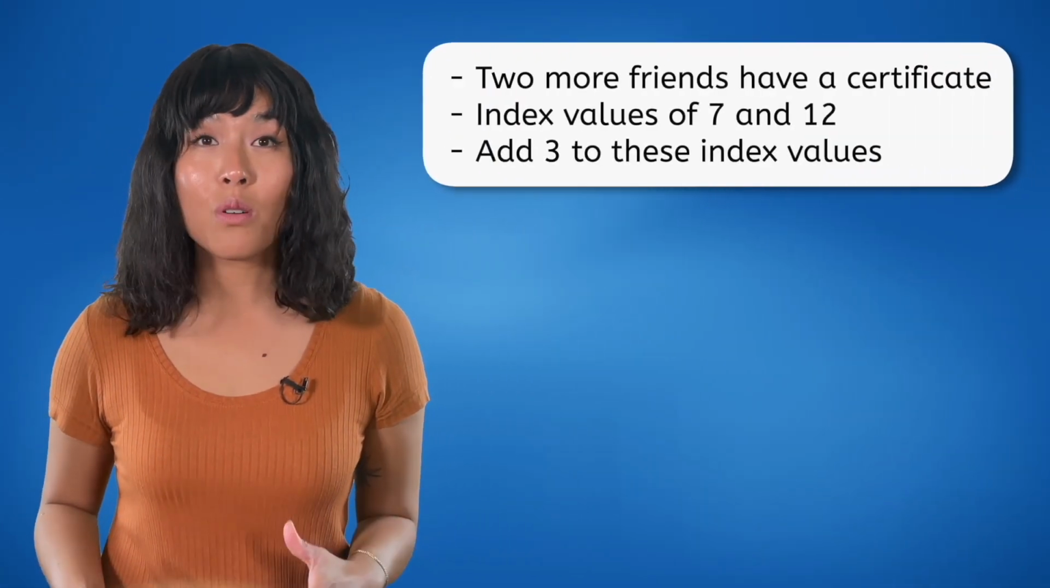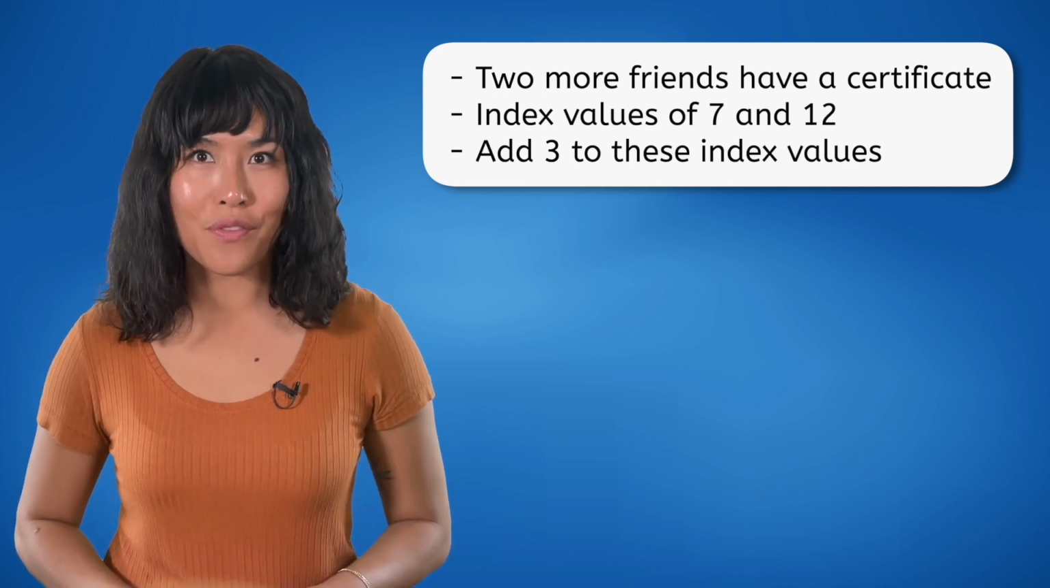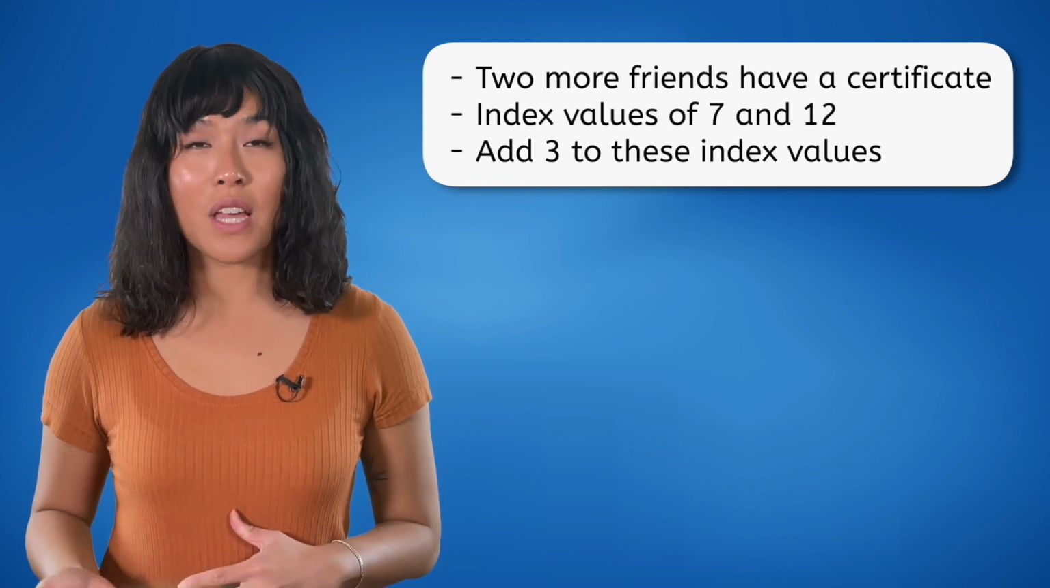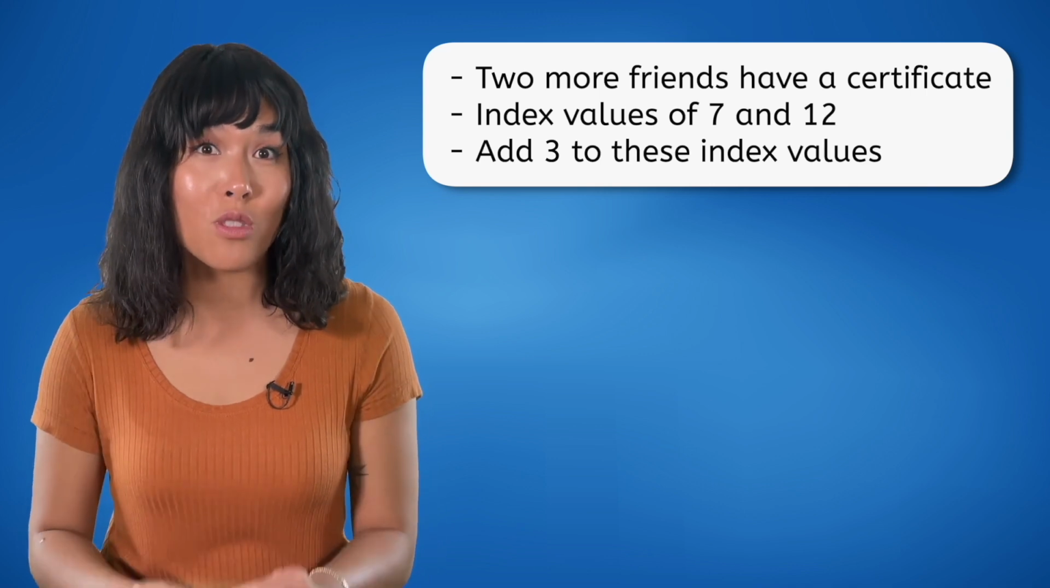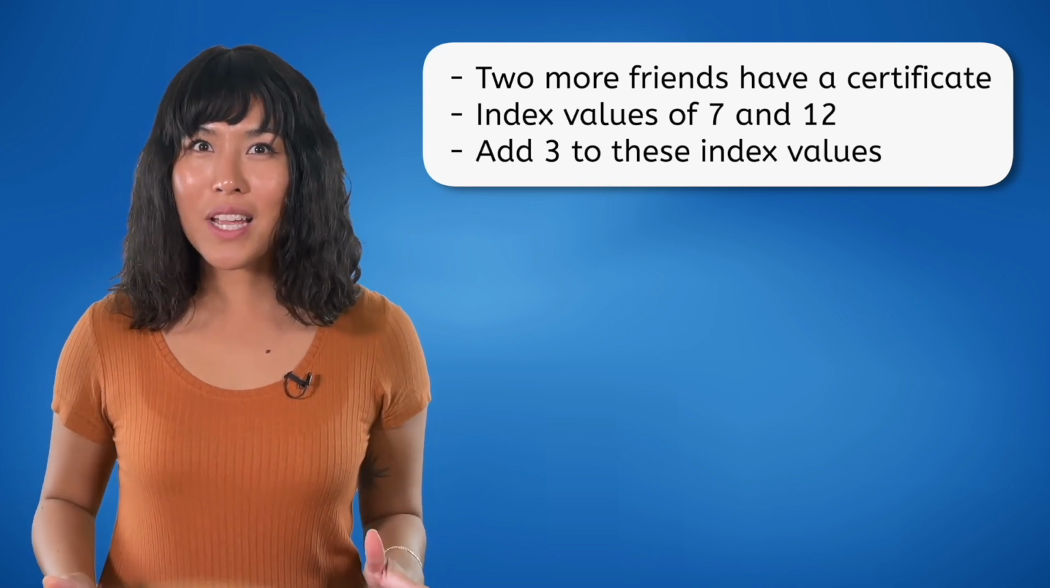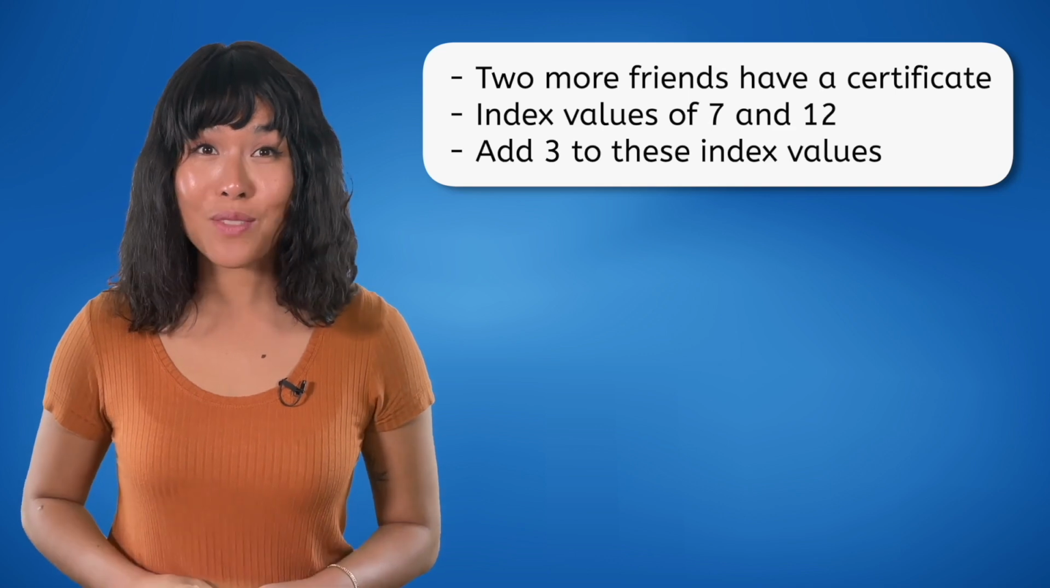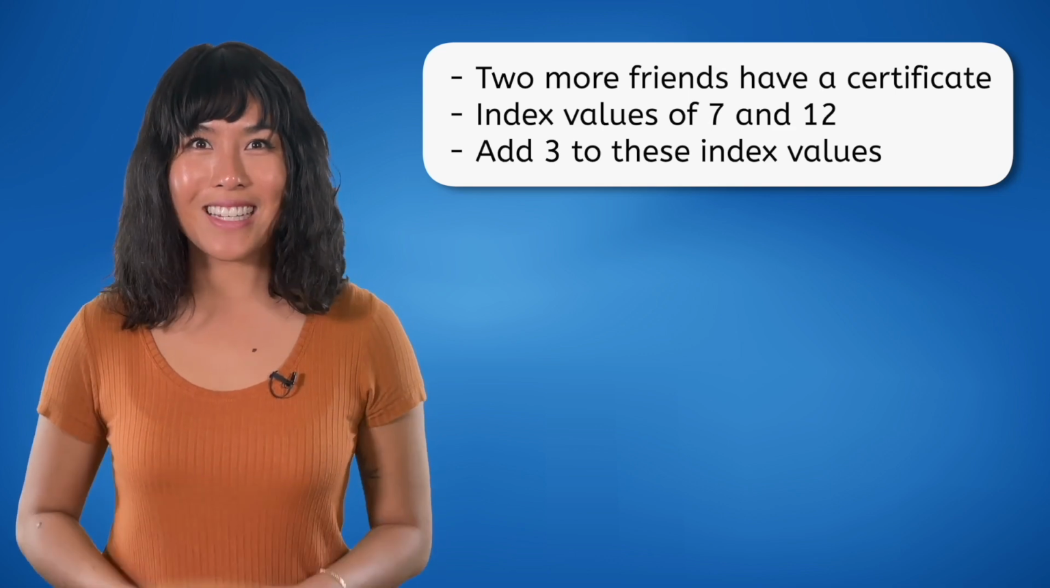Two of my friends also each had an extra credit certificate. They have index values of 7 and 12 respectively, and they each have an extra credit certificate for 3 points. Can you write code to add 3 to those index values? Do this in your guided notes.